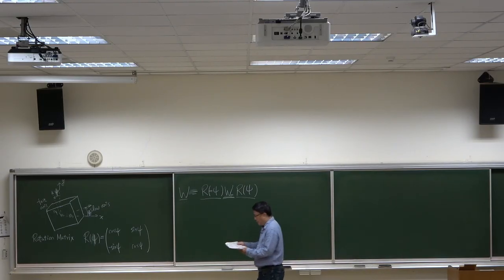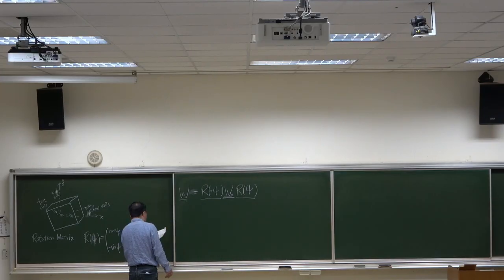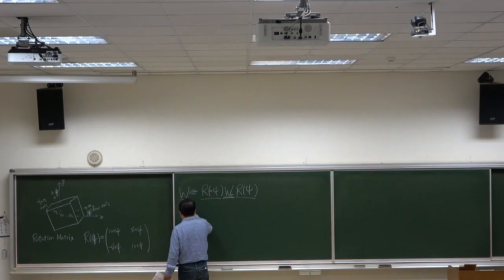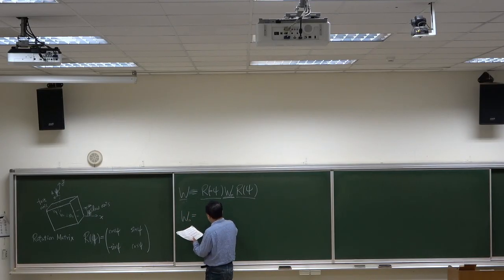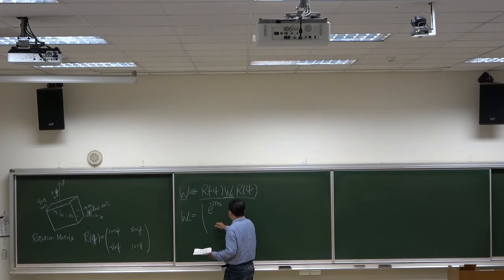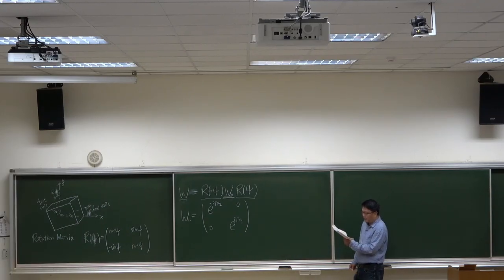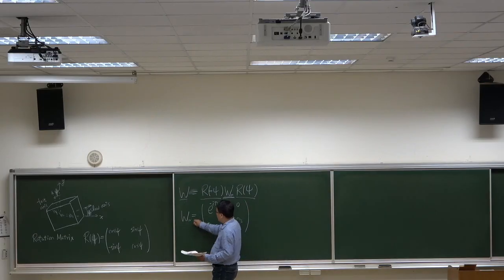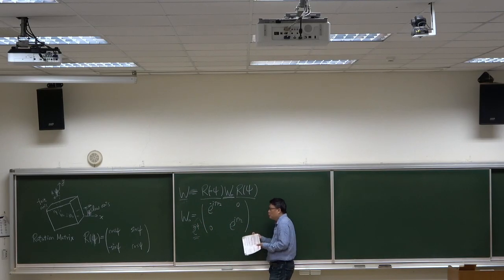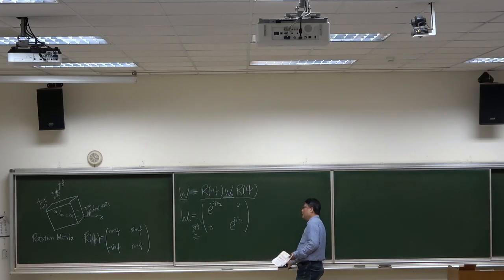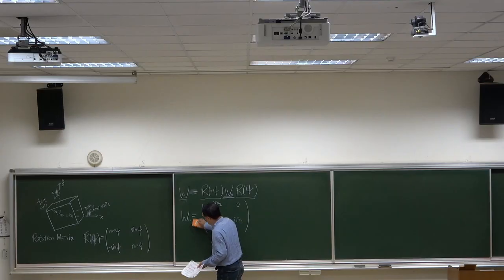OK，那这里呢，这个 W0 是什么？Here the W0 is this diagonal matrix, exponential minus i gamma, 0, 0, exponential i gamma. You do not need to consider the overall phase exponential minus i phi. This phase factor is in fact useless. So usually we do not need to consider it, and we can just drop it.